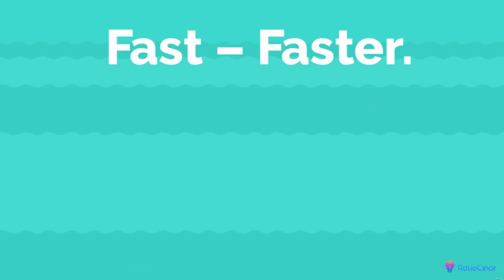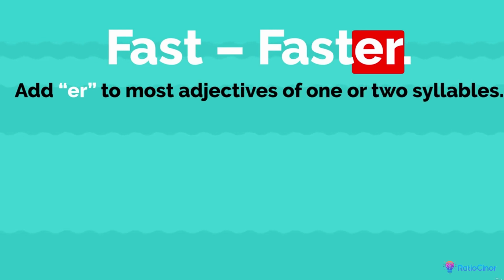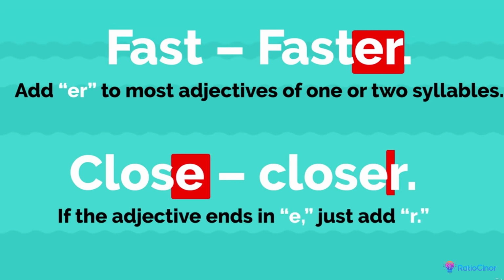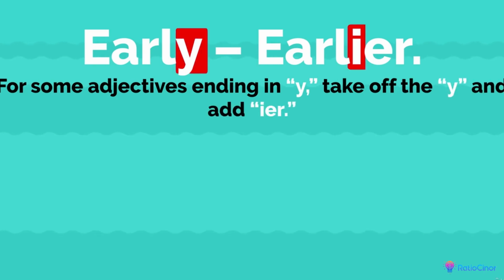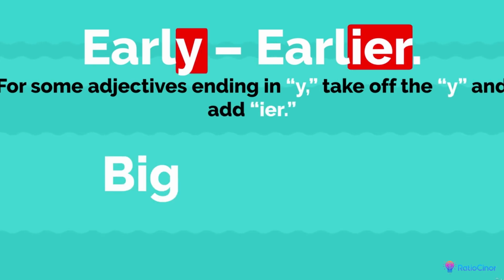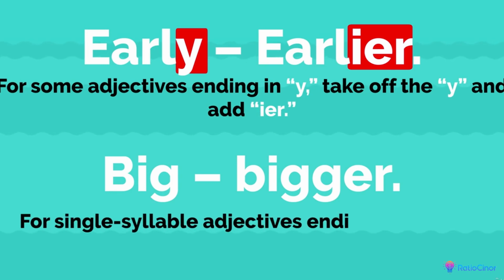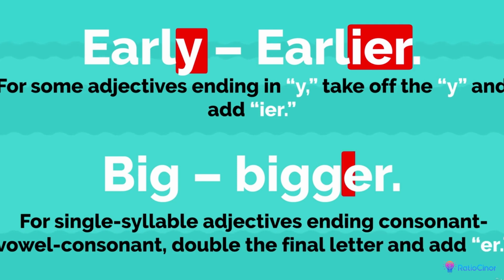Fast, faster. Add er to most adjectives of one or two syllables. Close, closer. If the adjective ends in e, just add r. Early, earlier. For some adjectives ending in y, take off the y and add ier. Big, bigger. For single-syllable adjectives ending consonant-vowel-consonant, double the final letter and add er.